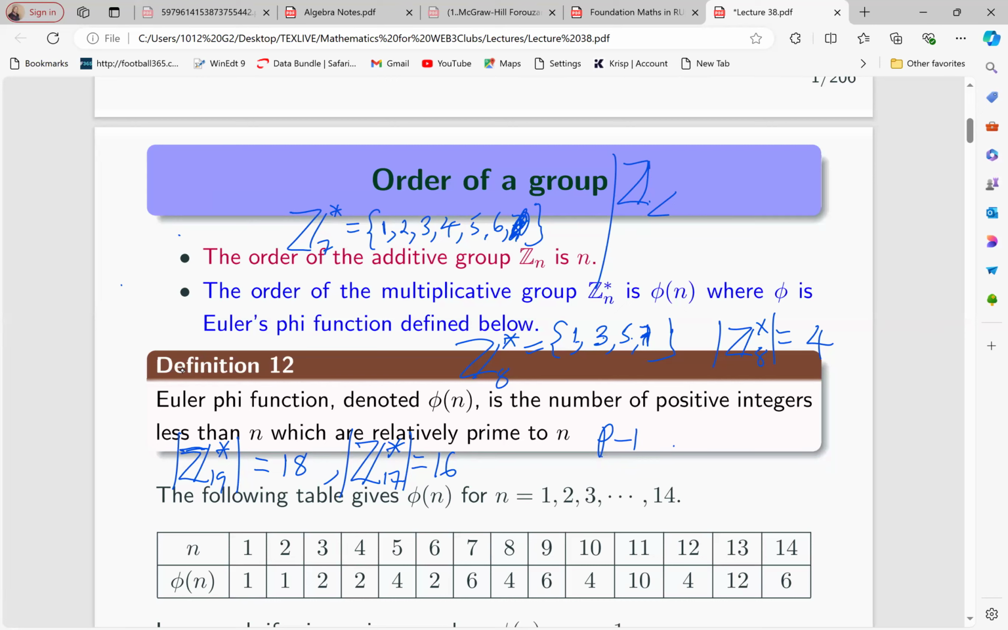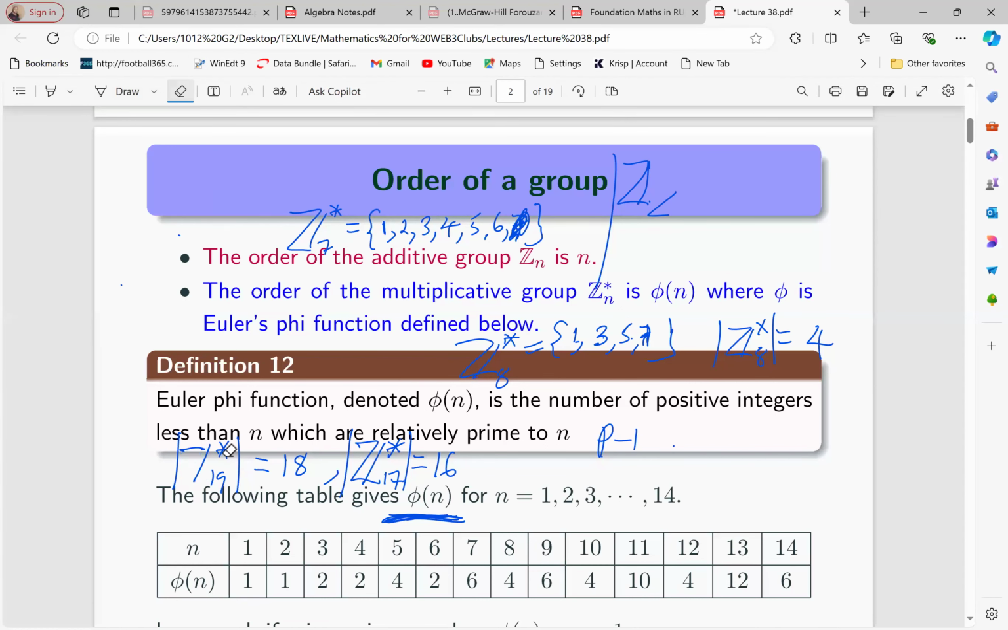If it's a prime number, you just take that prime number minus 1. But if the number is not prime, then we shall use what we call the Euler phi. The Euler phi of n will give us the number of elements. I've defined the Euler phi function, by definition, as the elements which are smaller than n and are relatively prime to n.